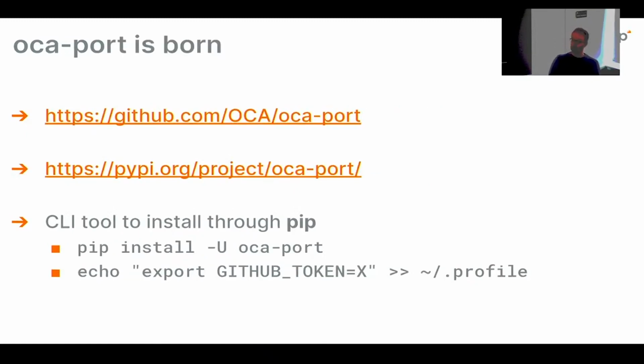So that's how OCA Port is born. It is hosted now in its own OCA repository, and a Python package is available on PyPI. So you just have to install it with pip and export your GitHub token as an environment variable. You can generate the GitHub token in your GitHub profile, in the security or developer menu, something like that.